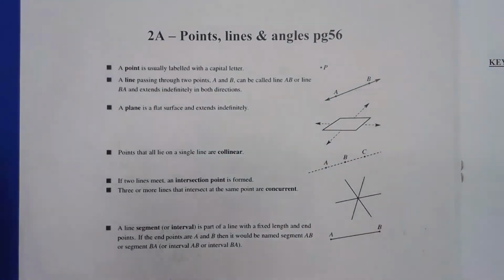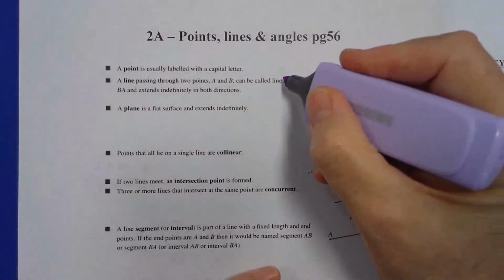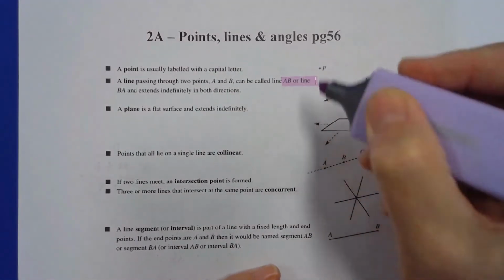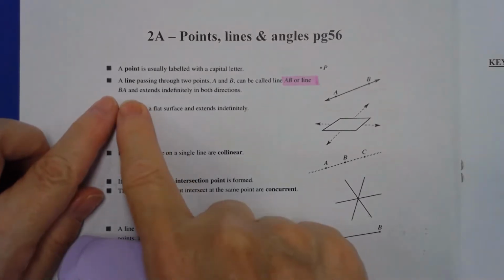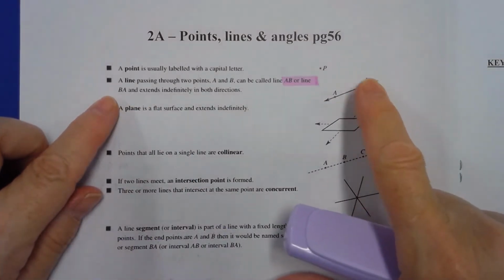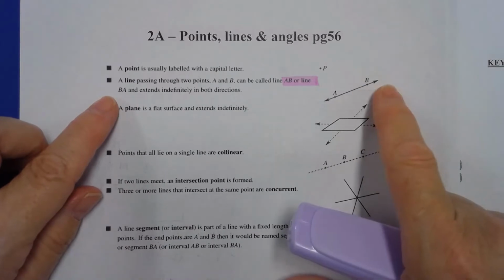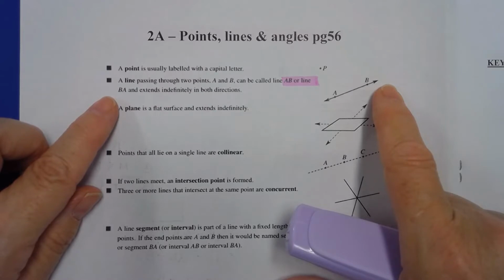So I'm going to highlight that. So a line looks like that. That's how I name it. Okay, so I call it line AB. I could call it BA, but these little arrows mean it's going off forever in both directions, infinitely in both directions. That's what those arrows mean.